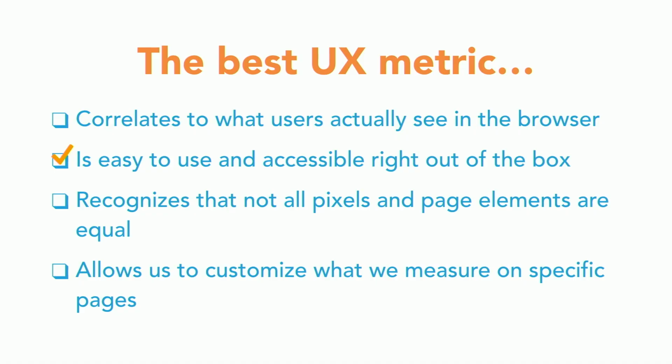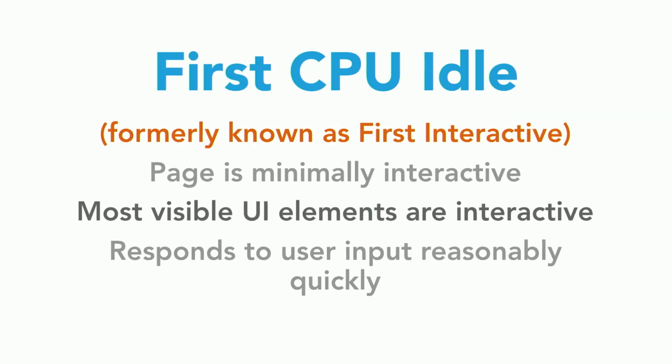So getting back to our checklist, these metrics are easy to use and accessible right out of the box. Do they correlate to what users see in the browser? Not 100%. Do they recognize that all pixels and page elements are equal? Not really, because they're just looking for pixels. They're not prioritizing. They're not able to intelligently look at your content itself. And you can't customize what you measure on specific pages.